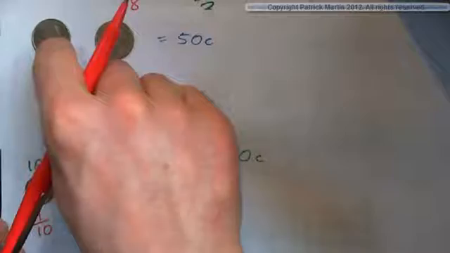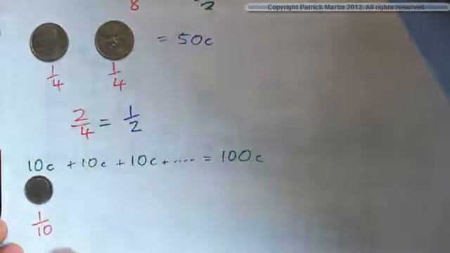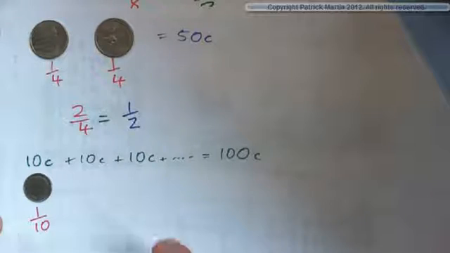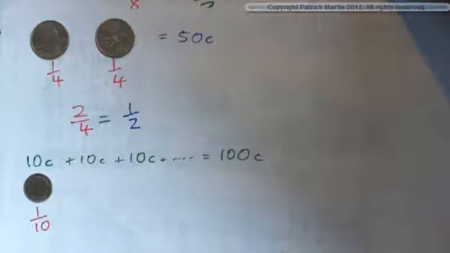So just like we call this coin the quarter, we could easily call this coin the tenth. Why don't we? Who knows? Anyway, we could call that the tenth because it's 1/10 of a dollar, right?